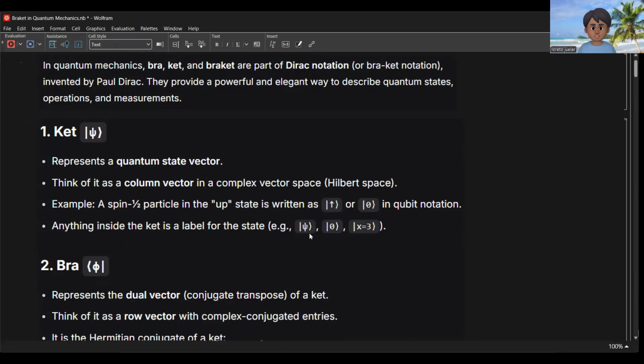For example, the psi state here is the ket. So ket zero is the quantum state. So an x equal to 3 ket.